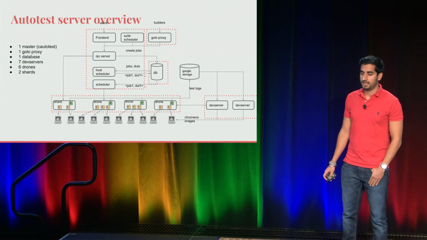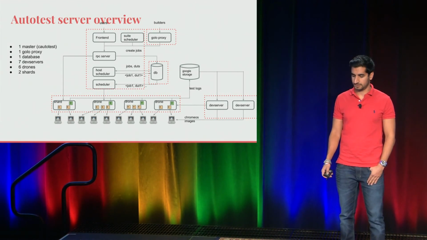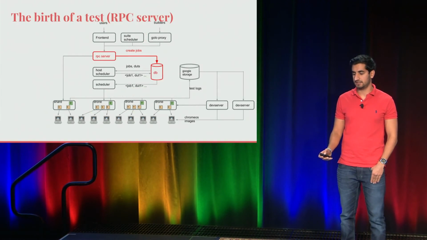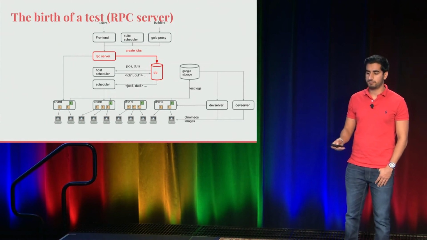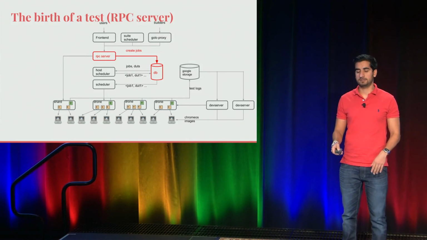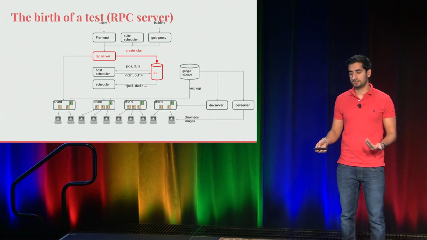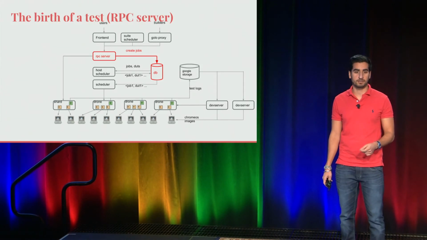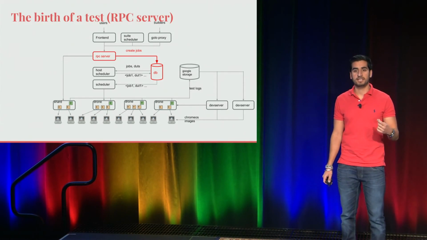So I'm going to go over the different servers we have in the lab and pretty much the life of a test. When a user wants to create a test, tests can be created either through our web front end, our suite scheduler, or our Golo proxy. So an individual developer can request a test to be kicked off. Our suite scheduler runs our very slow tests regularly, like a nightly test or a weekly test, and it schedules it and ensures that it's kicked off.